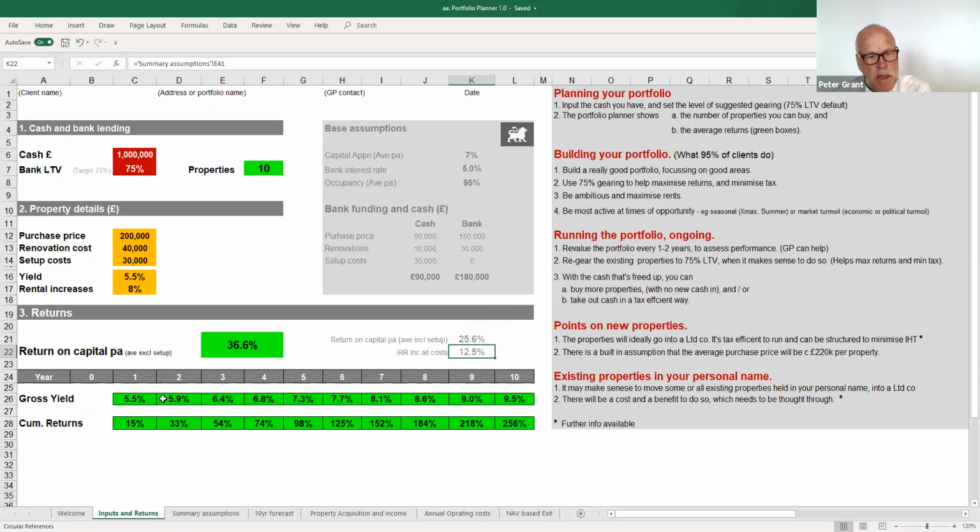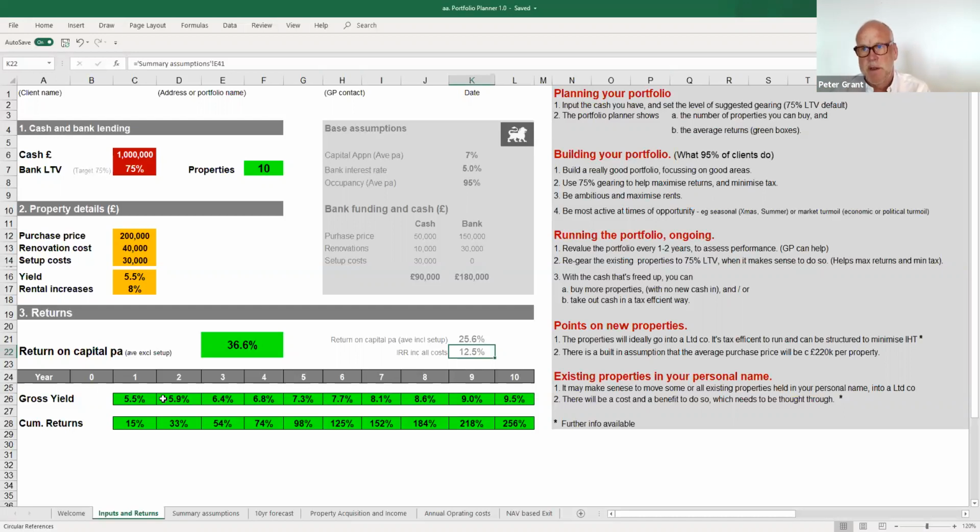Then below that in the green boxes, we've got the starting yield. In this case, we've set the yield in row 16 there at 5.5%, and it's increasing by 8% per annum. So you can see how it grows over a 10-year period. And you can also see the cumulative returns over a 10-year period as well. So hopefully that gives you an idea of how it works. And I just want to now look at some of the sensitivities.